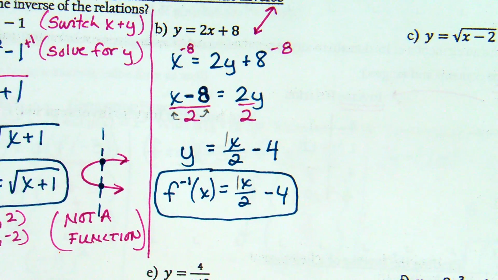Because a question you have to often answer in homework is, is this a function? Is this a function? Yes. Would it pass the vertical line test? Yes, I can draw a vertical line. It's just going to cross it once. So yes, this is a function.